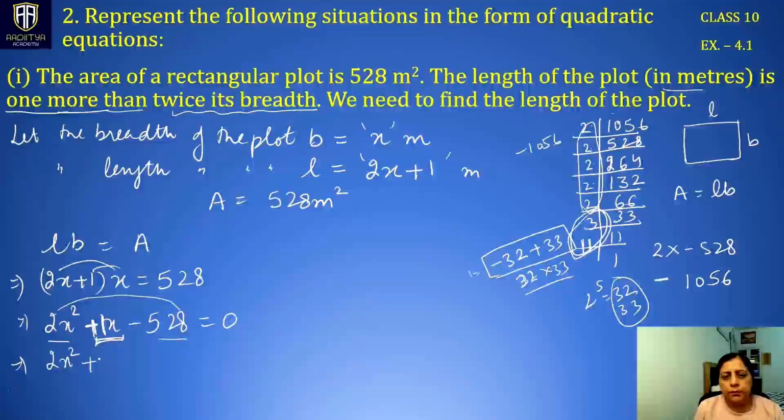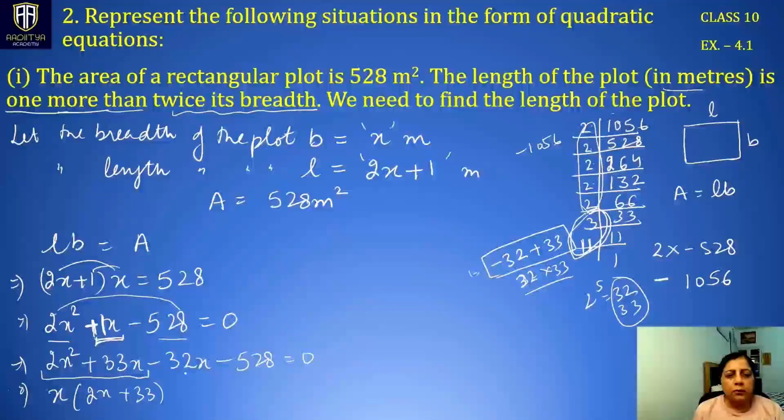plus 33x minus 32x minus 528 is equal to 0. So now we have to factorize, take out common from first two terms. There is nothing common. So only x can be taken out, 2 and 33 are co-prime. So we are left with 2x here and here we are left with 33. Then we have to take out common from these two terms. See, if it is difficult dividing all this, you can see that you need to have 2x plus 33 here.